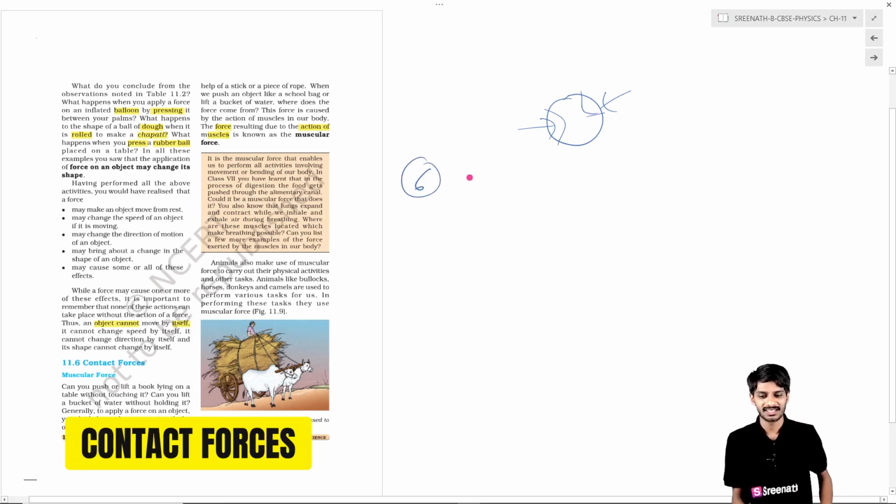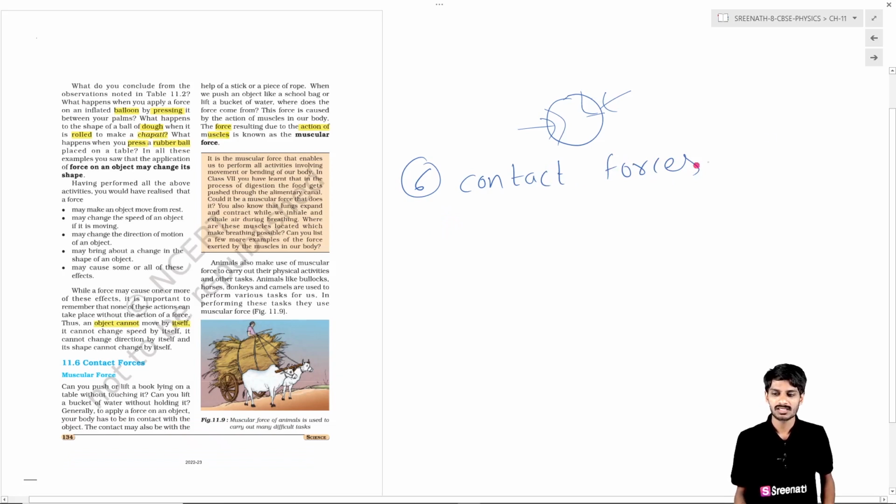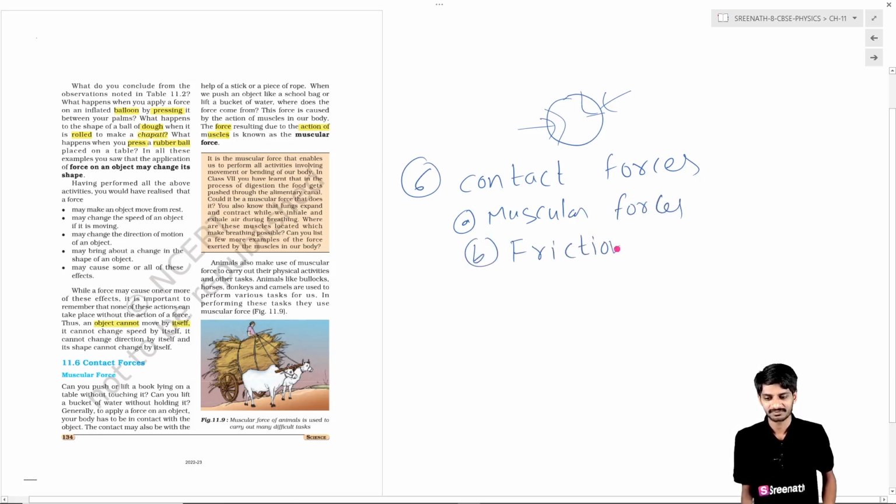Now the sixth topic, that is contact forces. In contact forces, we have some subtopics. The first subtopic is muscular force. The second subtopic is friction. Okay, muscular force. We will find the definition for it. This force is caused by the action of muscles in our body. The force resulting due to the action of muscles is known as muscular force.